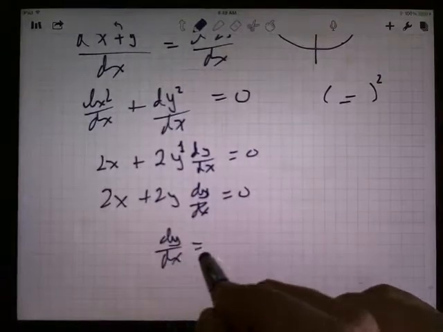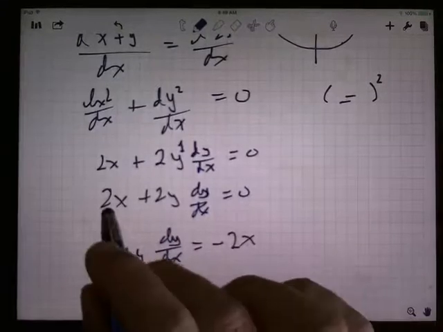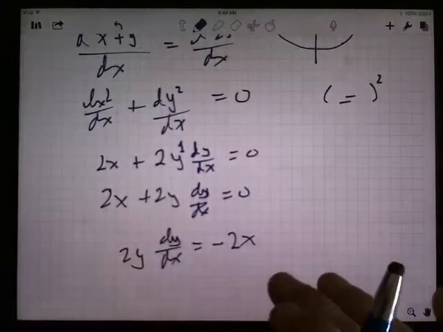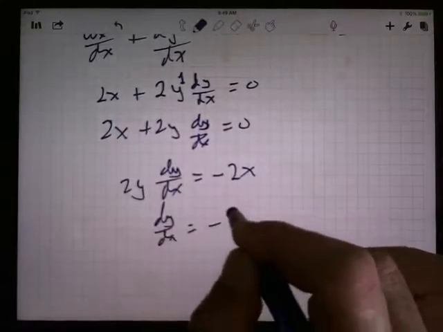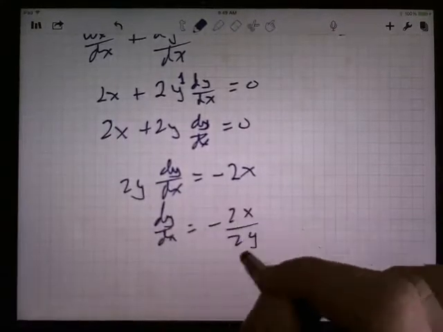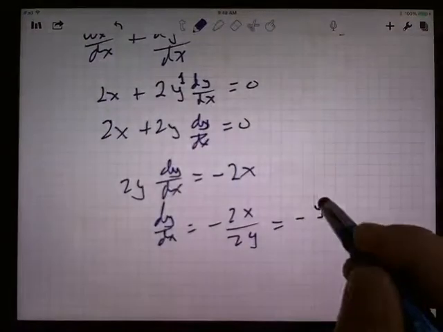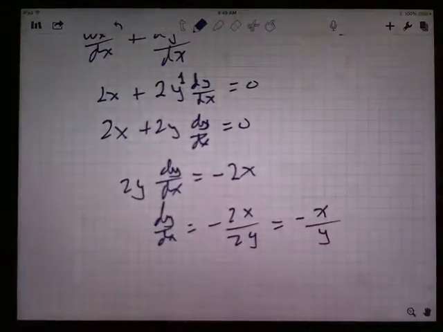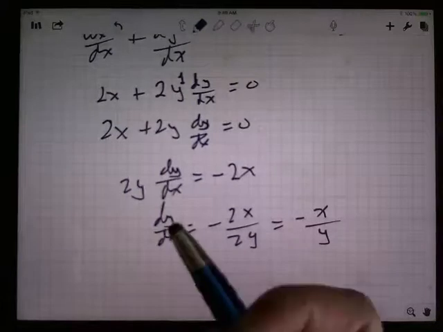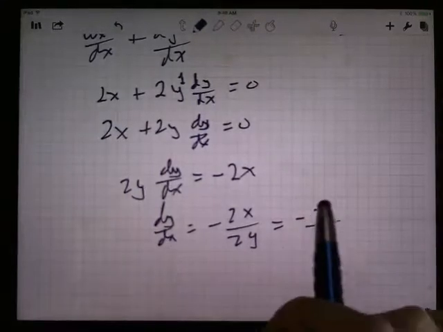So 2y dy/dx equals minus 2x. So subtract that over and then divide by the 2y here. And I've got dy/dx equals minus 2x over 2y, and the 2's cancel out, so it's minus x over y. That's what I was looking for. I was looking for the derivative. I was looking for dy/dx, and that's what I have now.